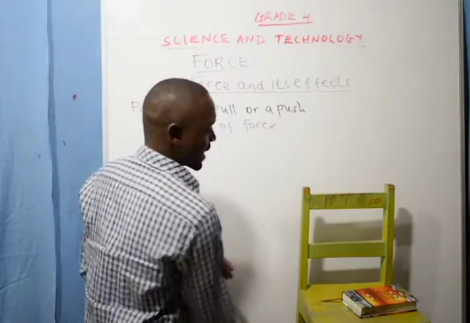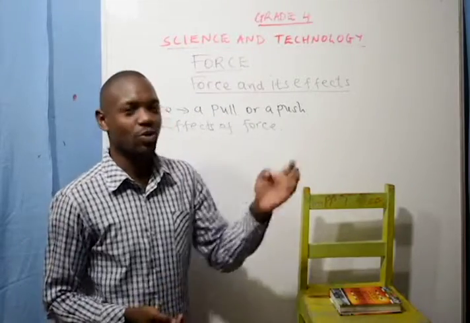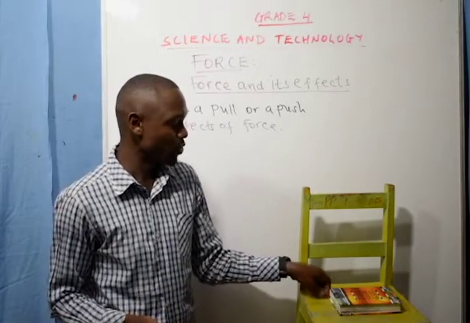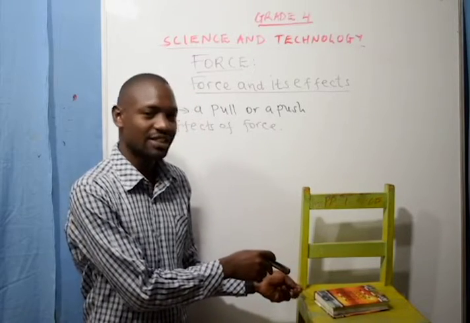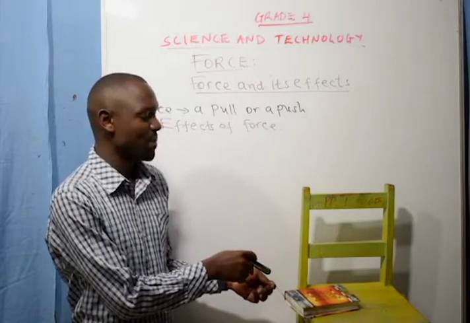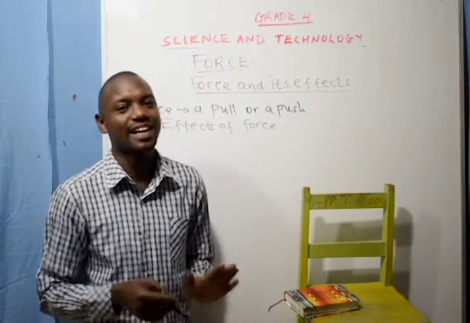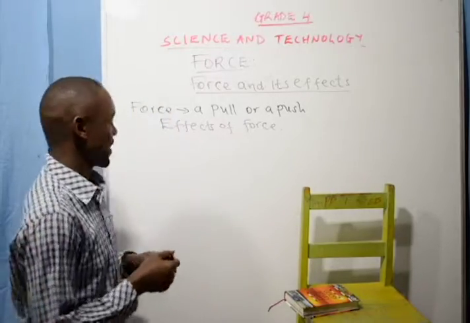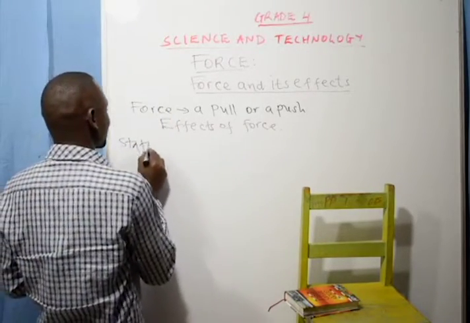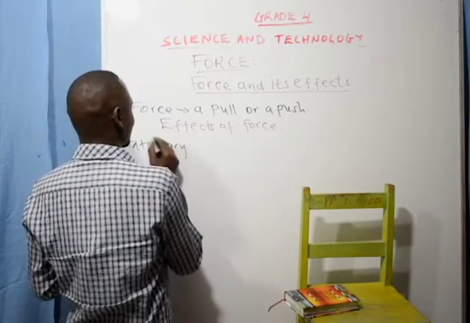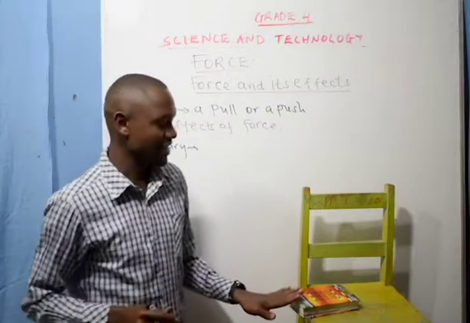You see, this Bible, I've placed this Bible there. So when I try to apply some force, what will the Bible do? I'm applying force. What is the Bible doing? The Bible is moving. When something is not moving, you say it is stationary. So it is there, it is not moving.